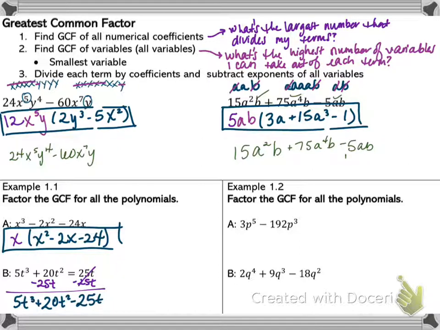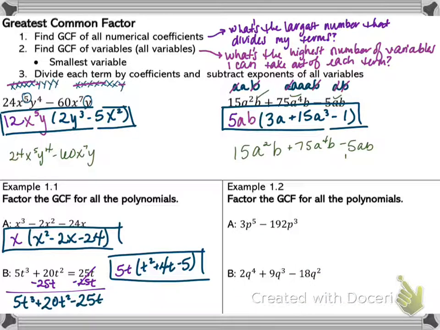Now that I have everything on the same side, I can go ahead and factor out my GCF. My GCF in this particular case is 5t. I have 5, 20, and 25. So the highest I could possibly divide by is a 5. So it'd be 5t. And so if I were to divide each term by 5t, I would end up with t squared plus 4t minus 5. And that is my answer.